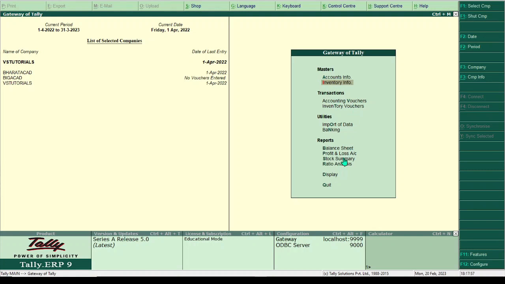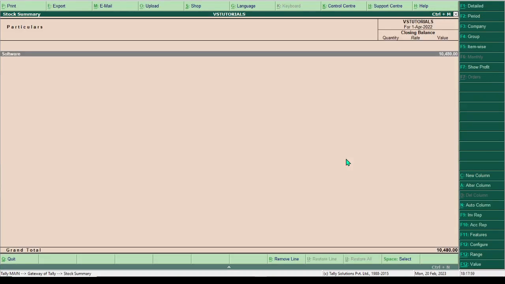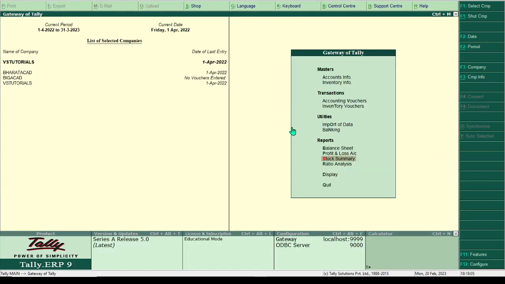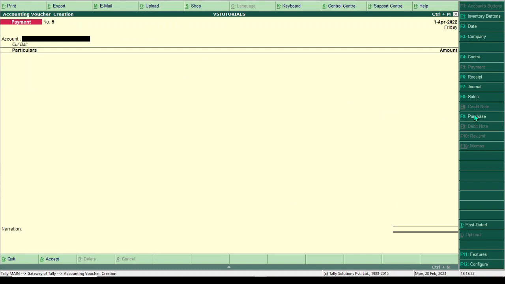Now you can see our stock summary. Under software we have this. So we have created the stock, but we have not created the stock for our hardware. So we first have to buy our stocks for hardware. So we have to first purchase stocks of our hardware. For this we go to accounting vouchers and then purchase.